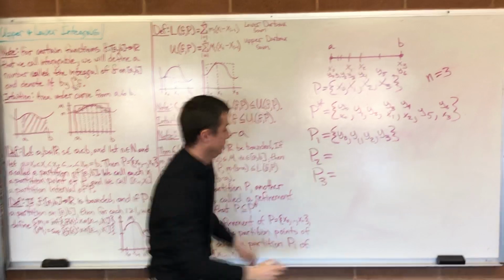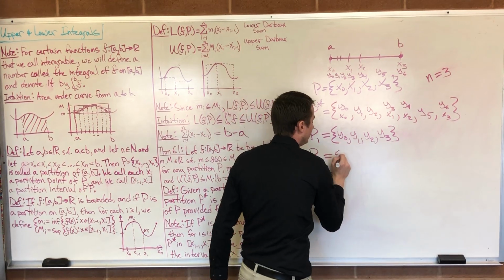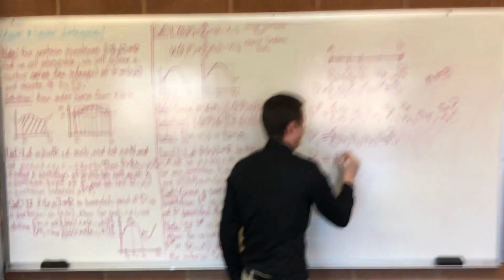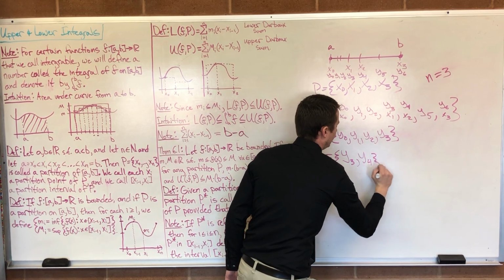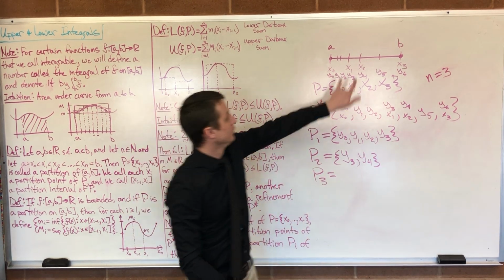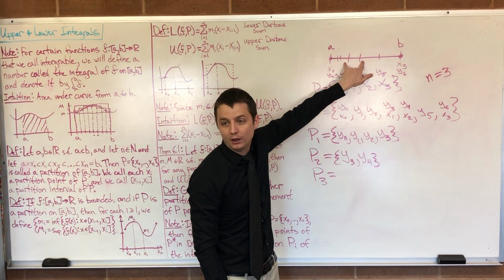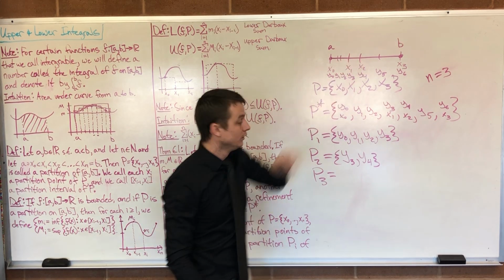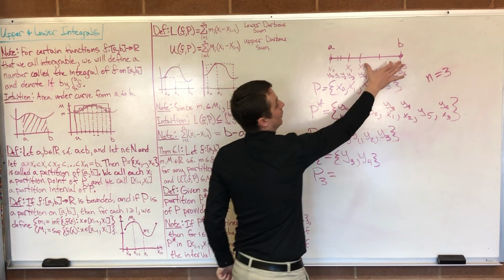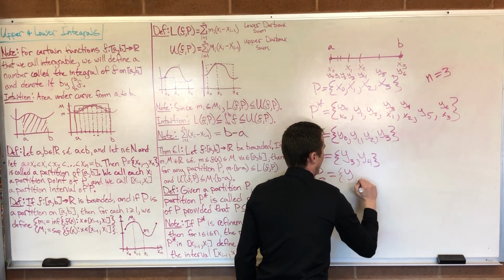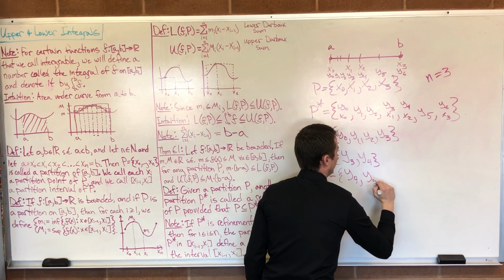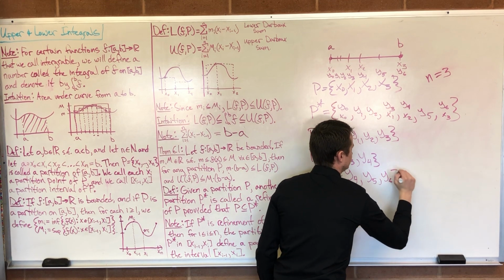Let's look at P2. P2 in this case is just y3 to y4. It didn't add any other points. That's how it partitioned up the second one. And let's look at P3. That's how it partitioned up the third one. And that was y4 to y5 to y6.